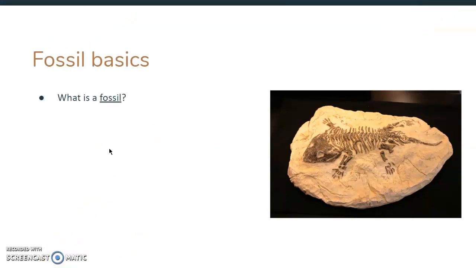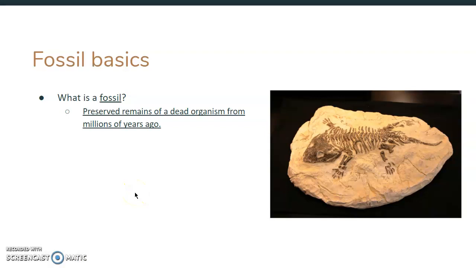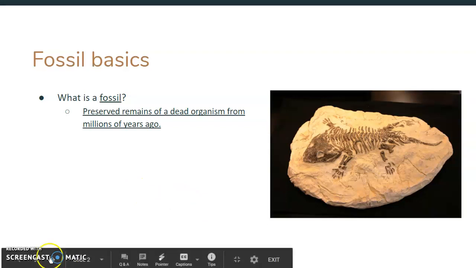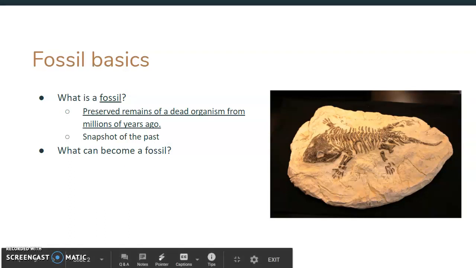So always good to start with some definitions. What is a fossil? A fossil is the preserved remains of dead organisms from millions of years ago. It is also a snapshot of the past. So it can tell us what organisms lived there and at what time. We have a cool little picture of a skeleton left of an old organism, which was around a long time ago. So it's really cool to be able to look at the Earth around the fossil and then be able to date how long ago it was around.